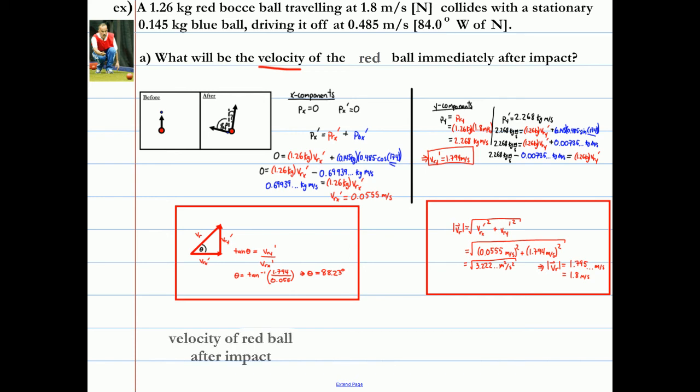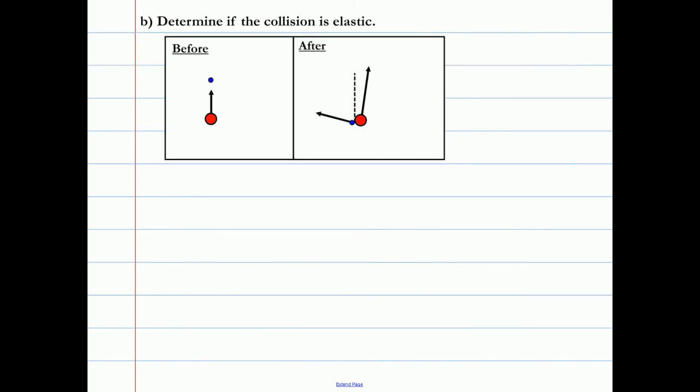So now we can find the velocity of the red ball after the impact. We've got both the magnitude and the direction here now. So 1.8 meters per second is the magnitude, and about 88.23 degrees is the direction. So that's polar coordinates. And keeping consistent with sig digs, I guess we should express that as maybe 88 degrees in polar coordinates. Okay, next thing we need to do is to determine if the collision is elastic or not.